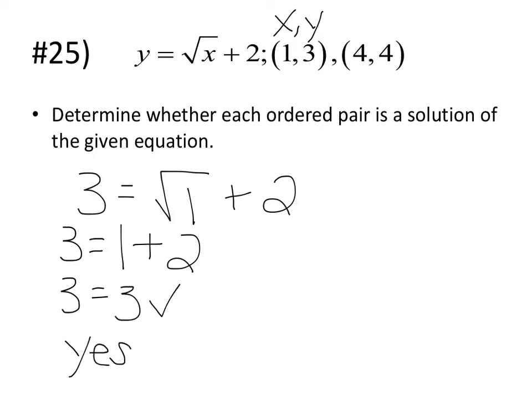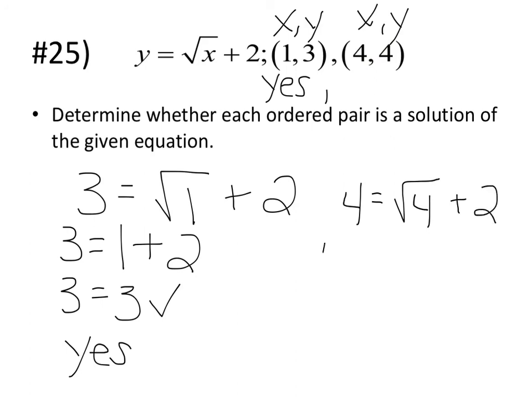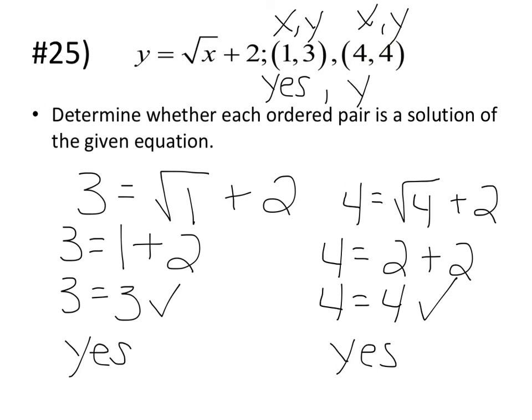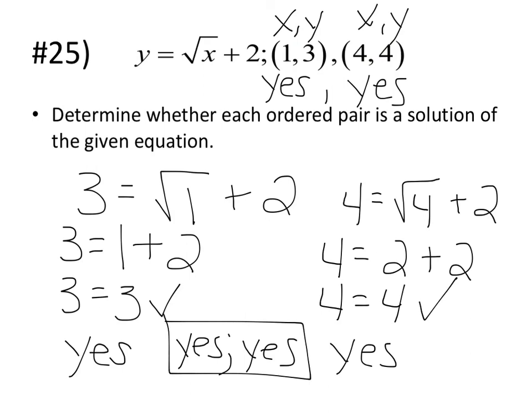So the first one is yes. And then we're going to do 4, 4. So everywhere there's an x, we're going to put a 4. Everywhere there's a y, we're going to put a 4. So we have 4 is equal to the square root of 4 plus 2. So 4 is equal to, square root of 4 is 2 plus 2. So 4 is equal to 4. So yes, that is also true. So this is also yes. So you end up with yes, yes. And that's all you have to do on those. Alright, and that is it.